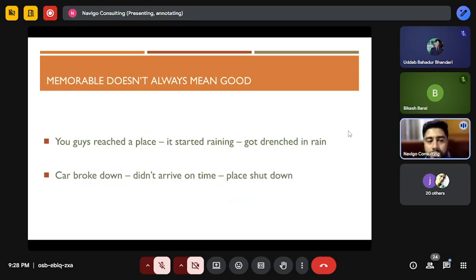So only good memories, right? No. Okay. So there might be bad memories as well. So you guys reached a place, it started raining, got drenched in rain. So do you know what drenched is? What do you mean by drenched? What is drenched? Drenched. Car broke down, didn't arrive on time, place shut down. These all are bad memories, right? So memorable doesn't always mean good. So it can be a bad memory as well.